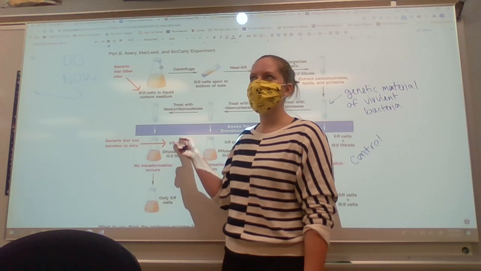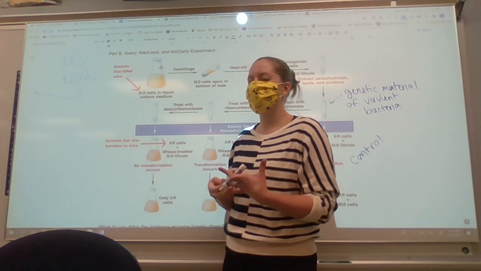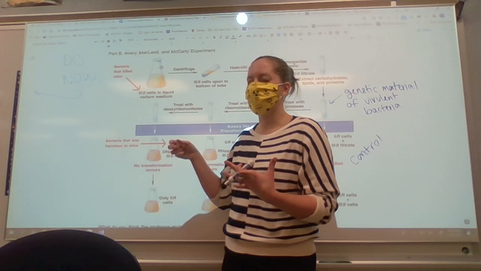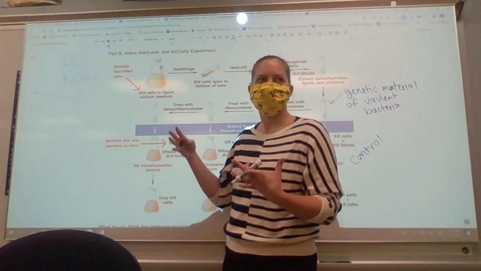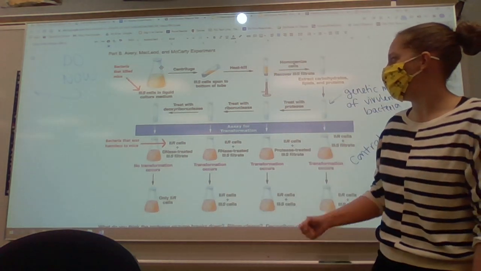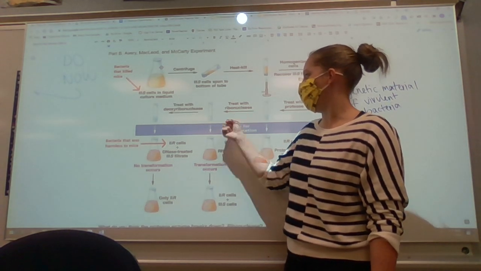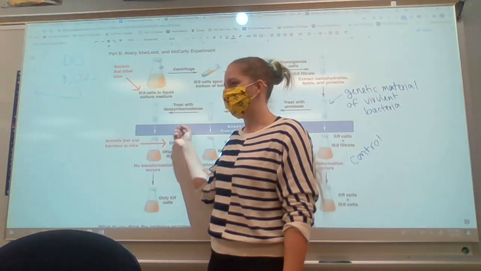And so this is a good experiment. A lot of times in science, correlation's not enough. You actually have to go through a process of elimination and knock out all the possibilities, right? So that's what this experiment did. They knocked out the idea that it was protein. They knocked out the idea that it was RNA. And they show that when you destroy the DNA, the transformation can't happen.